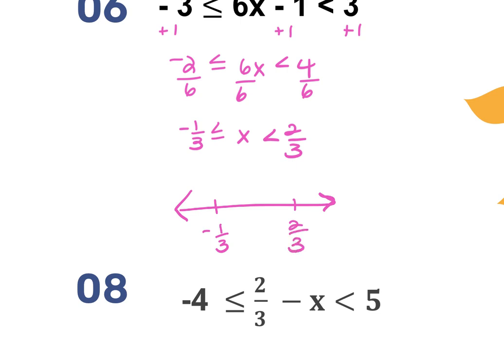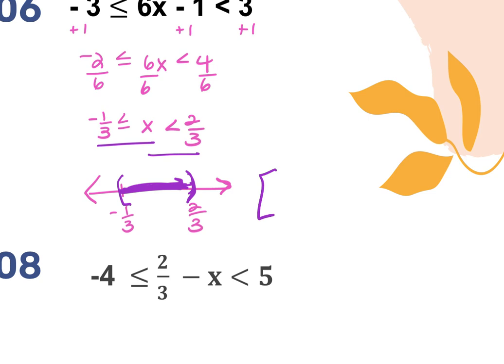As long as that is in order, least to greatest, and the x is in between, then your signs should go to the right, and that would be fine. If you want to keep checking it, this says greater than, which means a bracket here that points to the right. This is less than, parenthesis here, points to the left, and we keep it where it overlaps. So this would be bracket, negative 1/3, comma, 2/3 with a parenthesis.